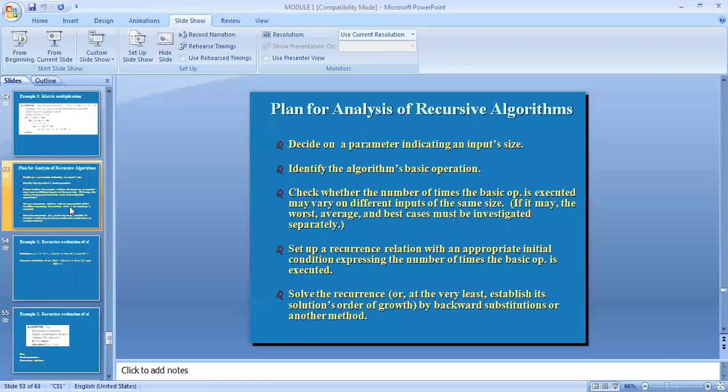Decide on the parameter indicating an input size, identify the algorithm's basic operation, and check whether the number of times the basic operation is executed may vary on different inputs of the same size. Set up a recurrence relation with the appropriate initial condition, expressing the number of times the basic operation is executed, and solve the recurrence relation by backward substitution or any other methods.